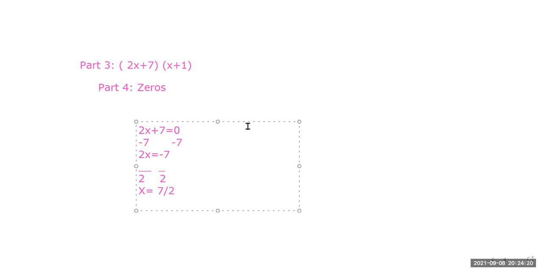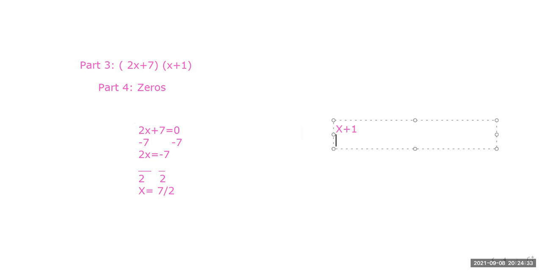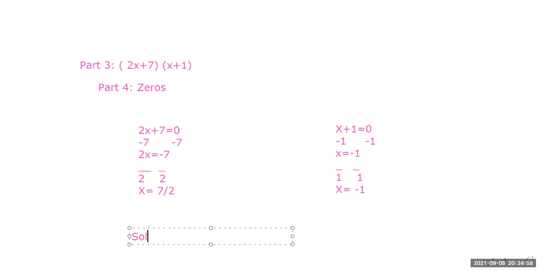Okay, and then now on the other side, all I have to do is x plus 1 minus 1 on both sides. Actually, negative 1 divided by 1, which still will equal x equals negative. So our solutions here are real, unequal solutions.